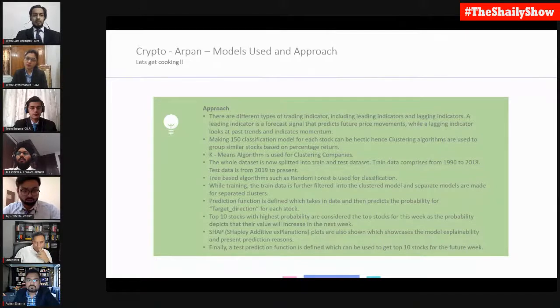Now, since I downloaded 150 different stocks, making 150 classification models, one for each stock, would be a very hectic task. So I used a clustering algorithm. Clustering comes under unsupervised algorithms. I used the percentage returns of different companies and tried to group them into similar stocks, so that I have to make fewer models, it is a less hectic task, and the prediction is also faster. I used the k-means algorithm for clustering.